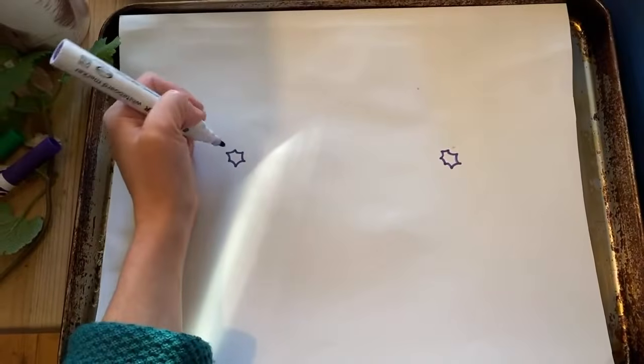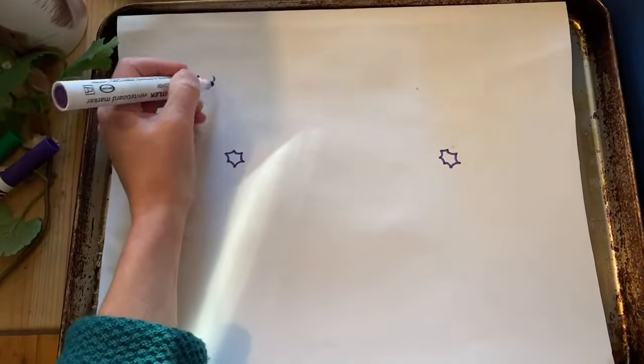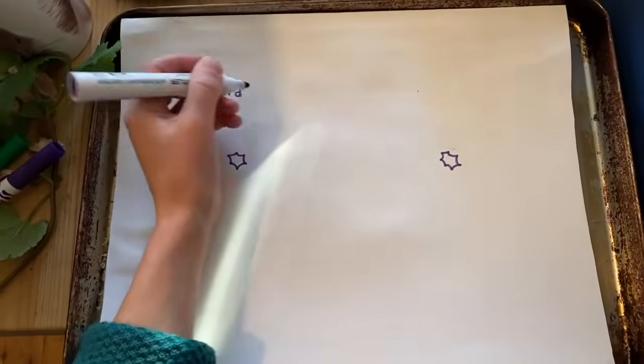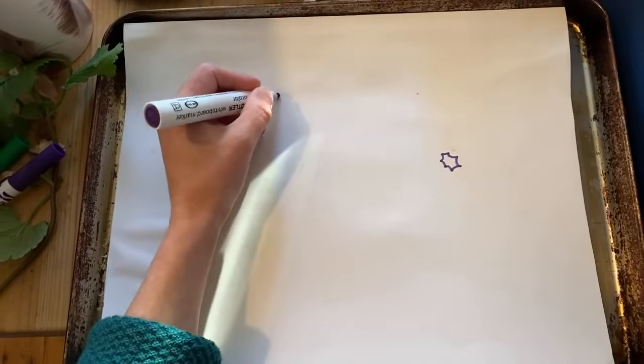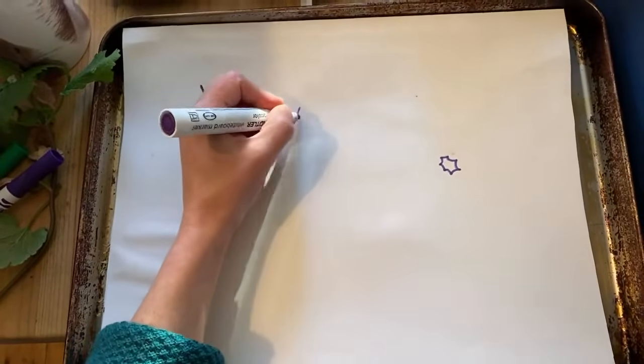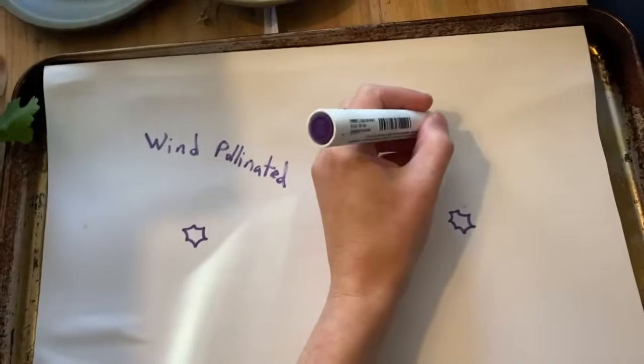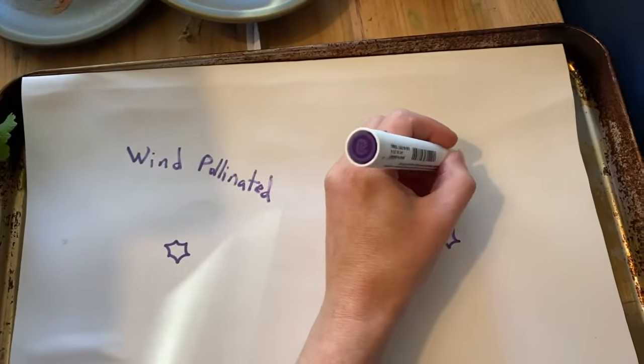I'm going to say that this stigma is wind pollinated. Don't worry if you can't keep up with the writing. I'm not worried about you writing. You just do the activity. You can always write later, can't you? I'm going to say that this one is animal pollinated.